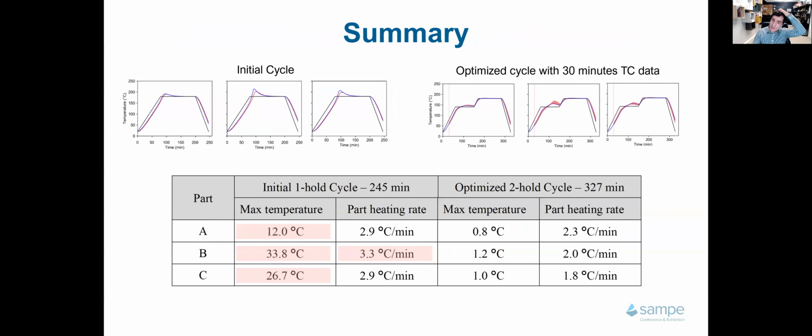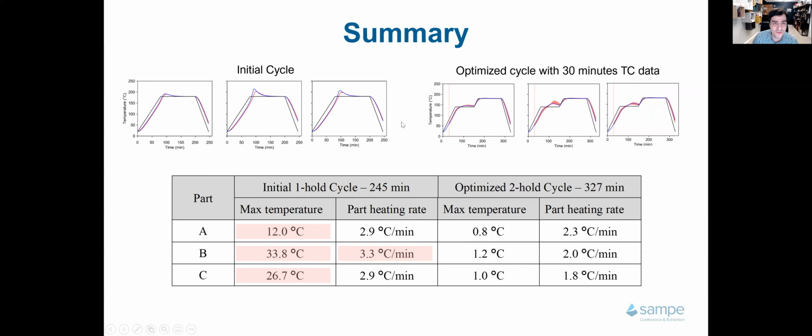So here's a summary. You start with a 1-hold cycle for the 3 parts. You can see that the first cycle was 245 minutes. You can see the max temperature and part heating rate. And this is the maximum temperature, minus 180 C. You can see that the red areas are the areas where you're not satisfying the specs. Spec 1 was the maximum temperature, spec 2 was on the part heating rate.